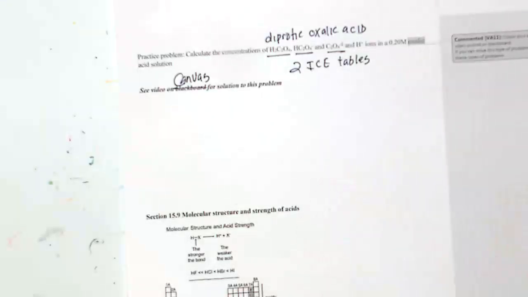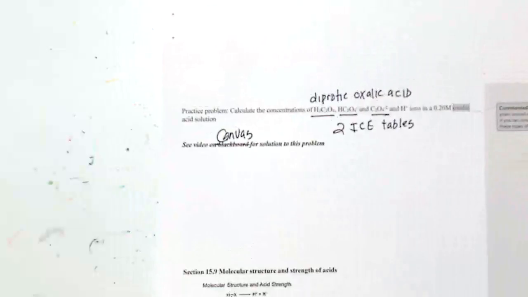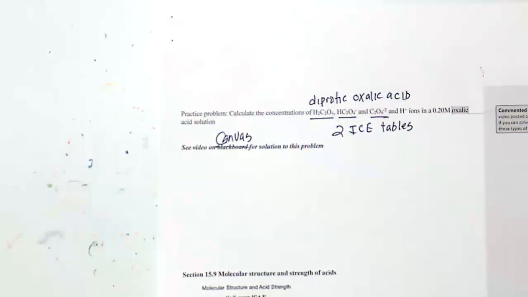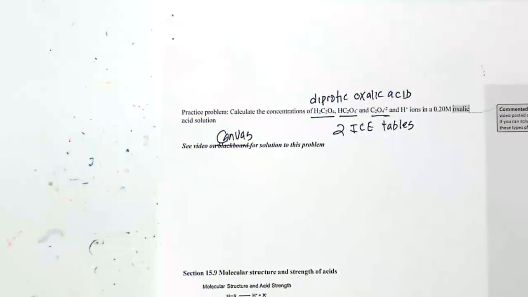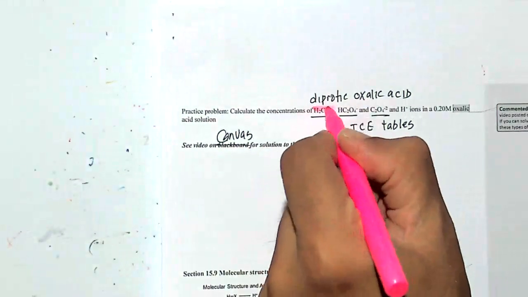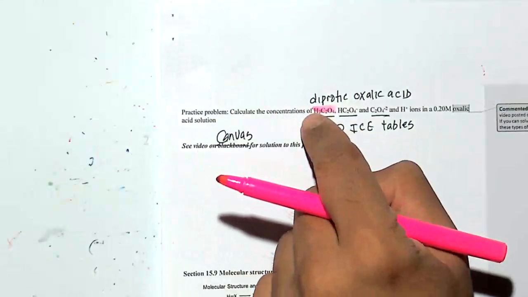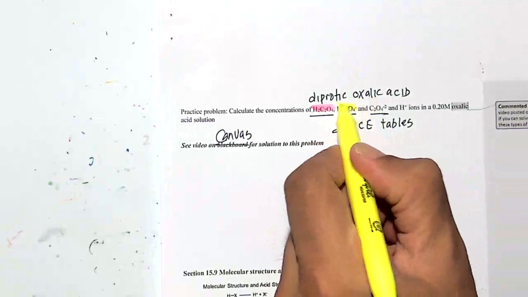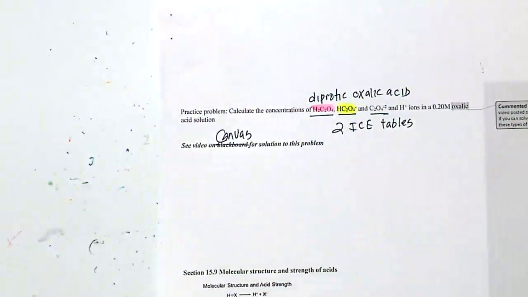And you're going to need 2 ice tables if you do plan on doing this problem. You're going to need an ice table for this. It gives off its 1 proton, and then you'll need an ice table for that, the second one. Okay. So for this proton, so 2 ice tables.